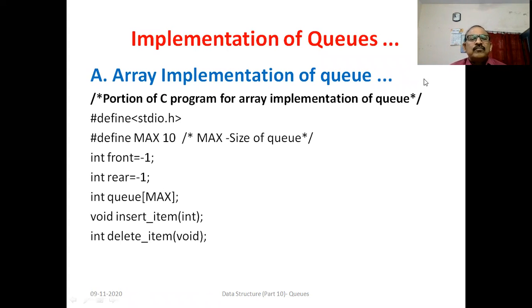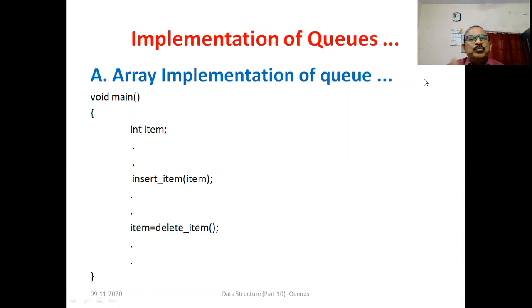Next, the function insert item. The return type of the insert item function is void, and it takes one parameter, and the type of that parameter, assume, is integer. Next is the delete operation, and here the return type of this function is int, and it does not take any parameter.